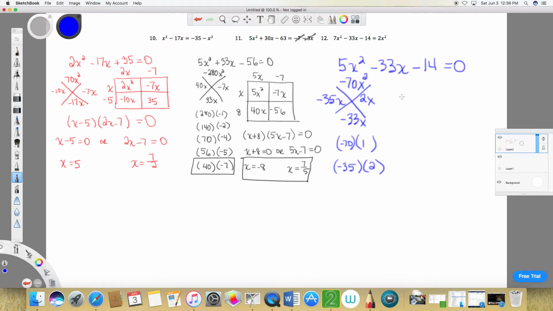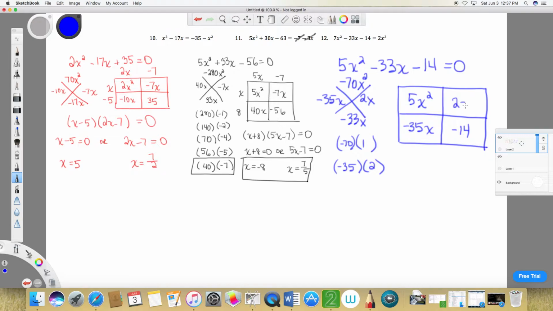And now if we put this information in the form of a table, it will help us to factor and get our final, well, not our final answer, but it will help us to rewrite this quadratic equation in factored form so that it will be easy to see what the solution set is. So along this diagonal is the first term and the last term. Along the other diagonal is what we found in our x.